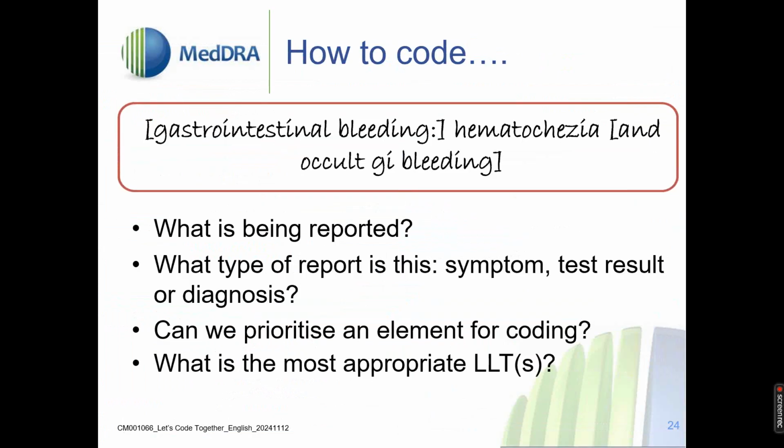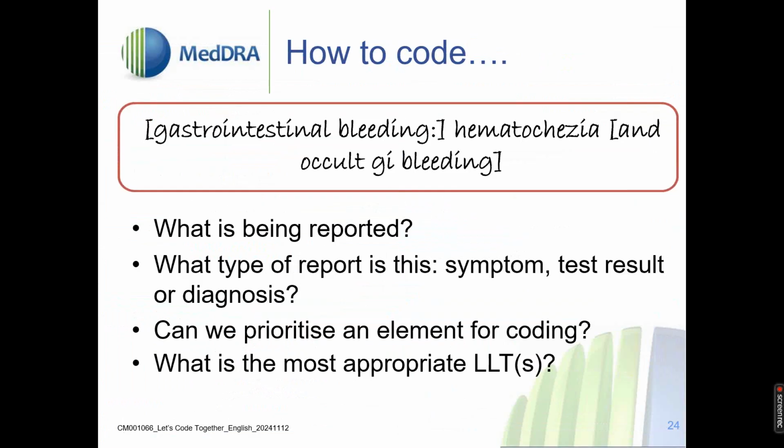Gastrointestinal bleeding, hematochezia, and occult GI bleeding. So what have we got here? We seem to have at least 3 elements that I can see. We've got gastrointestinal bleeding, but it doesn't tell us where in the GI tract. Hematochezia. So we'll have a look and see what that means shortly. Is that a symptom? And then we've got occult GI bleeding. So is this a symptom or is this a test result? If it's occult, it's probably a test result.